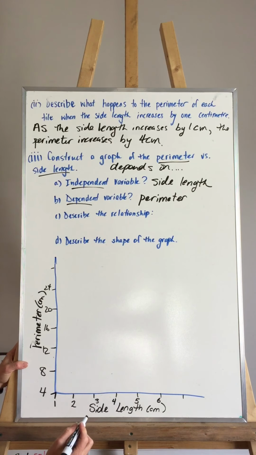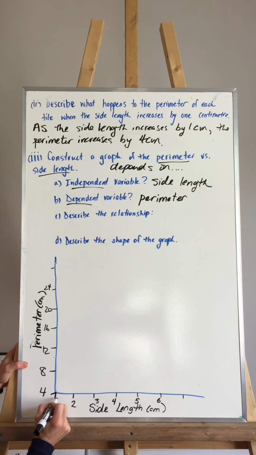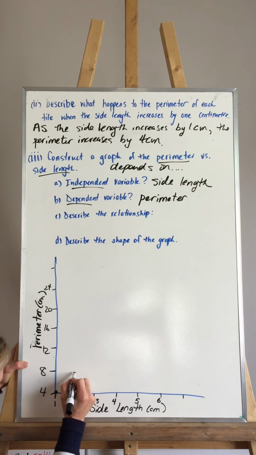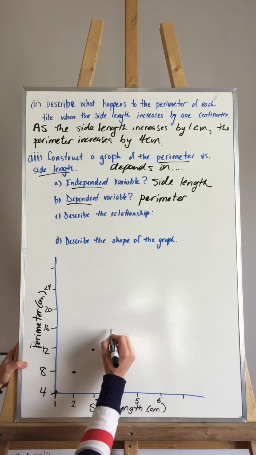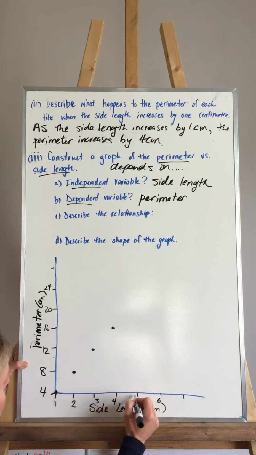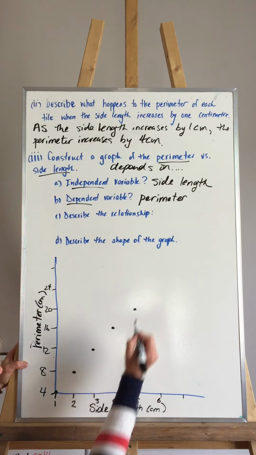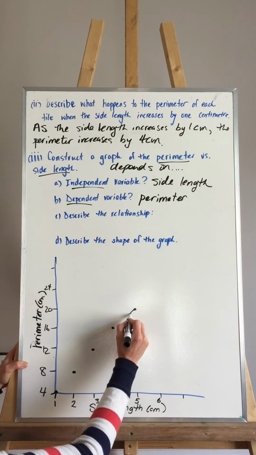Okay, after you've done that, you're going to look to your table for the points. So when the side length was 1, the perimeter was 4. When the side length was 2, the perimeter was 8. 3 was 12, 4 was 16, and 5 was 20. So there's all our points, and we can join them.